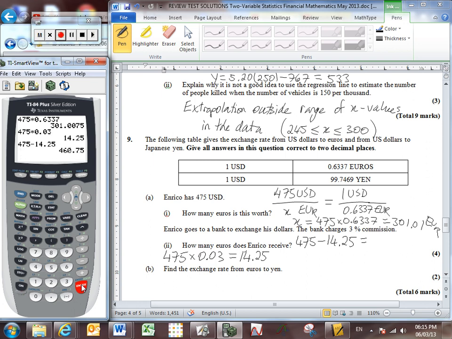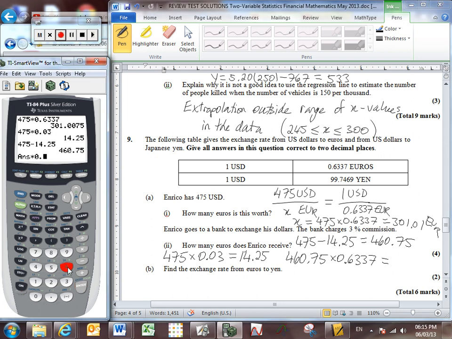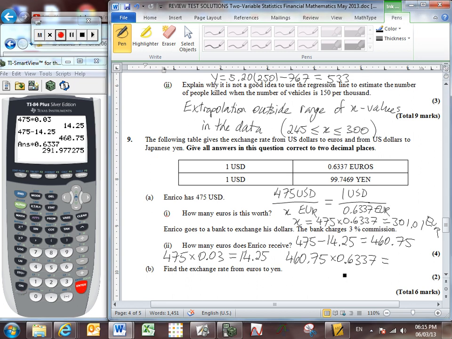So he's actually only changing 460.75. So that 460.75, we see from the previous question that to convert it into euros we need to multiply by 0.6337. So let's see how much he actually gets. He actually only receives 291 euros and 98 cents.